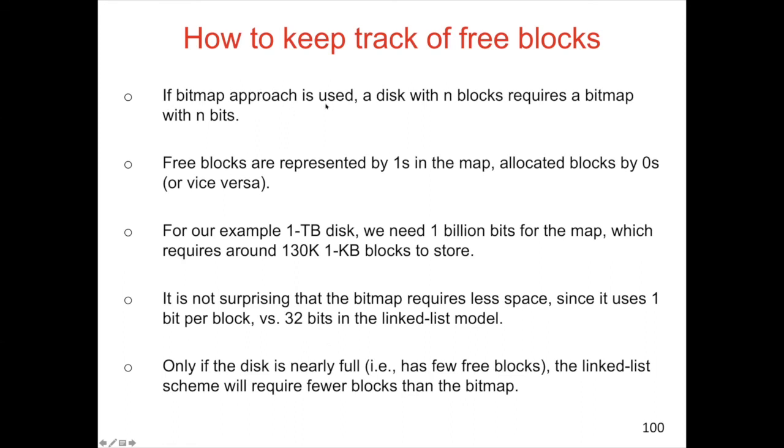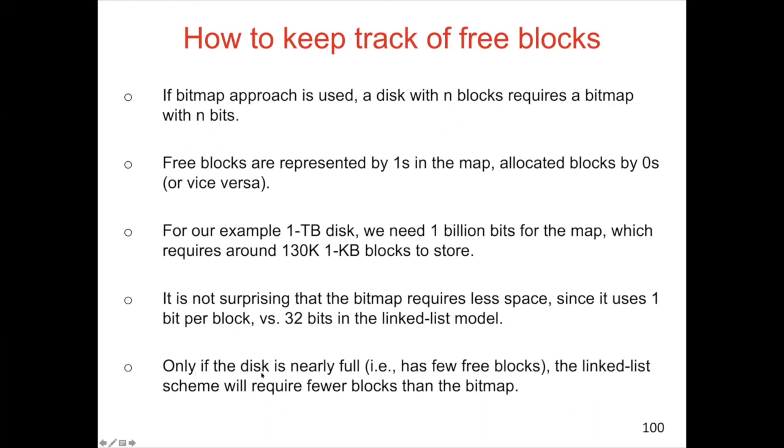If the bitmap approach is used, a disk with n blocks requires a bitmap with n bits. Free blocks are represented by ones in the map, allocated blocks by zeros, or vice versa. For our example, a 1 terabyte disk, we need 1 billion bits for the map, which requires about 130K 1 kilobyte blocks to store. It is not surprising that the bitmap requires less space, since it uses 1 bit per block versus 32 bits in the linked list model.